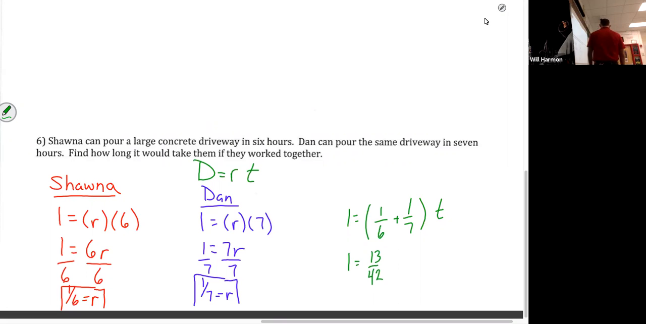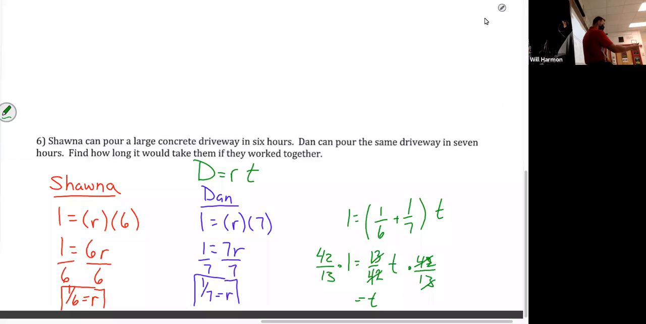So, as Louis said, common denominator is 42. So 7 over 7 would be 7 over 42 plus 6 over 42, that's 13 over 42. So we can multiply it by 42 over 13. So get rid of that. And we're left with T equals, what's 42 divided by 13?